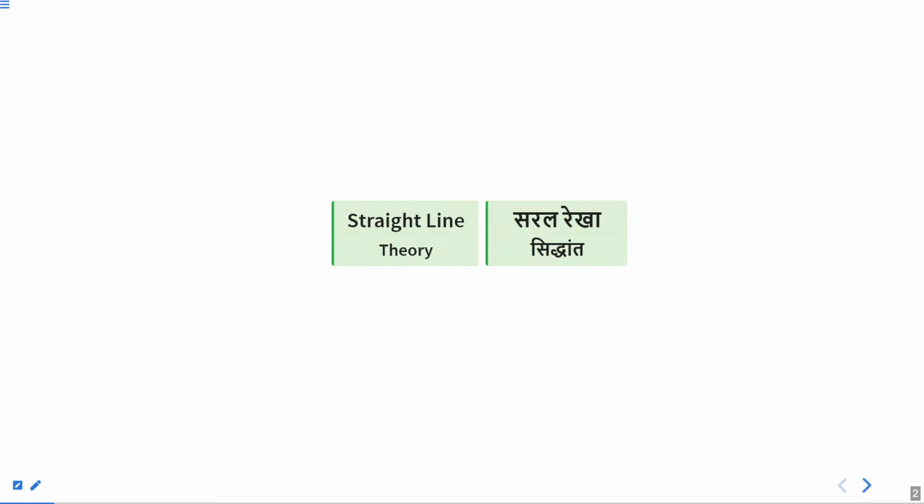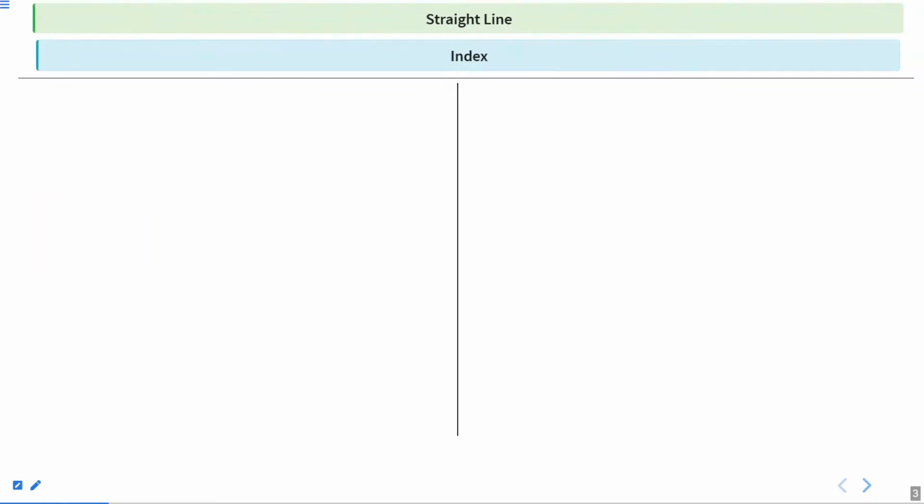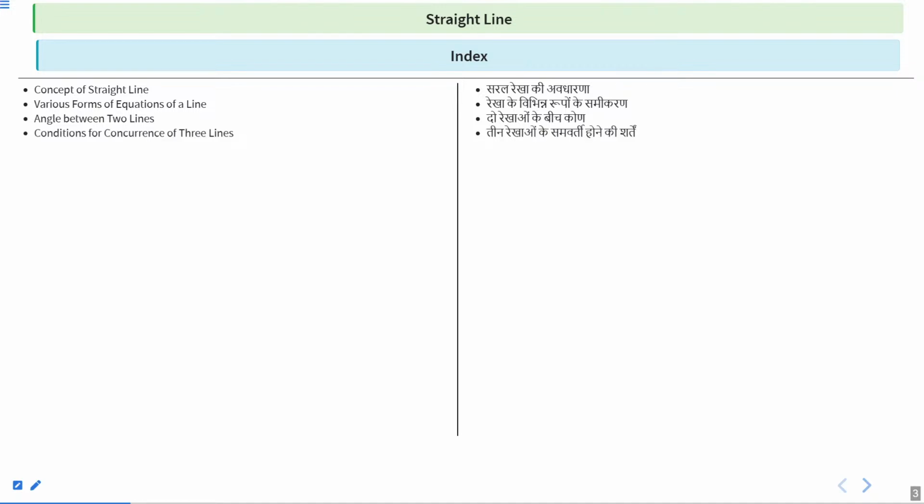So in today's lecture, we will study the theory portion of straight lines. In this class, we will first start with the concept of a straight line. After that, we will move to the various forms of equations of a line. After that, we will discuss that if we have two lines, then we have to calculate the angle between two lines. After that, we will discuss the conditions for the concurrence of three lines, right?